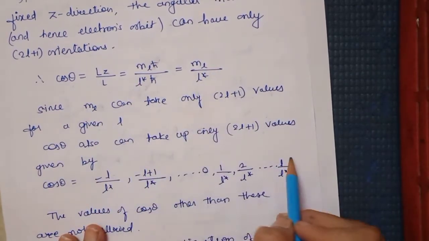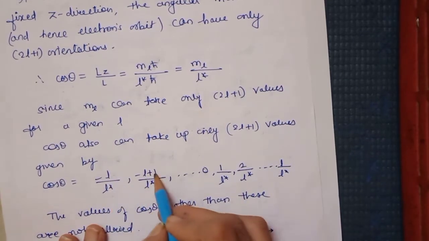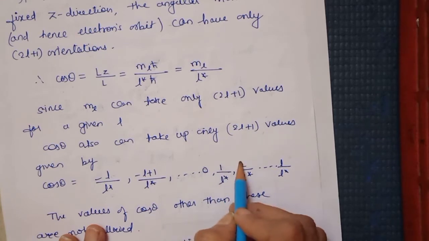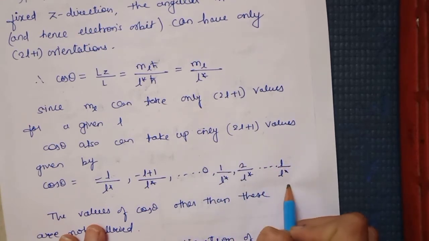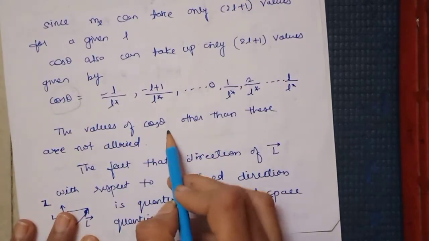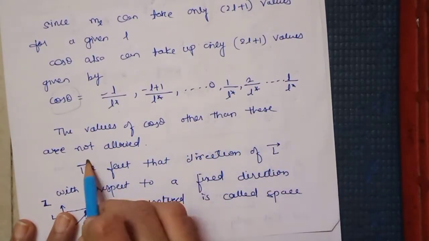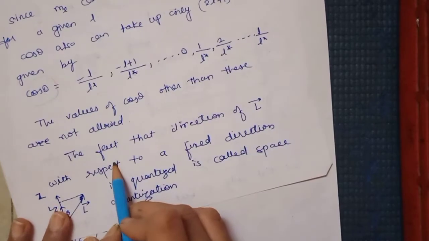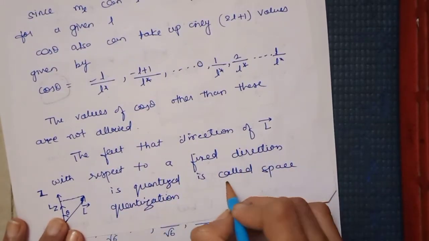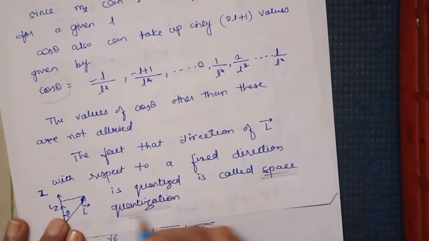What are the values of ml? Minus l to l. So minus l upon root l(l+1), minus l plus 1 upon root l(l+1), and so on up to 0, 1 upon root l(l+1), 2 upon root l(l+1), up to l upon root l(l+1). Cos theta will have only these many values. The values of cos theta other than these are not allowed, and the fact that the orientation of L with respect to a fixed direction is quantized is called space quantization.